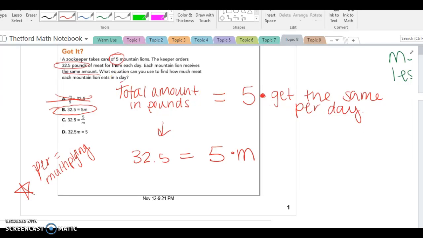The reason it's not C is because that's division. And then the reason that it's not D is because you're multiplying your total per day, and we don't want to multiply our total per day. We want to multiply how many lions get how much food per day. So it can't be this one.